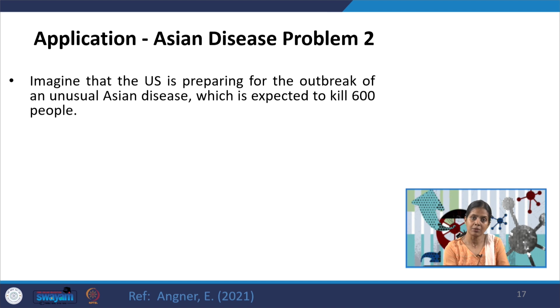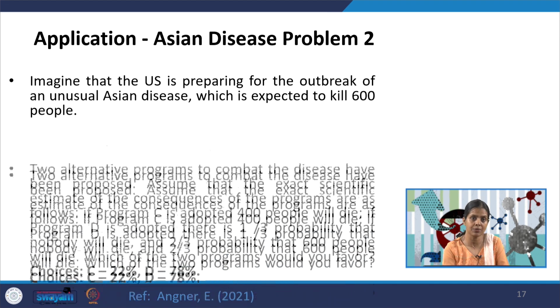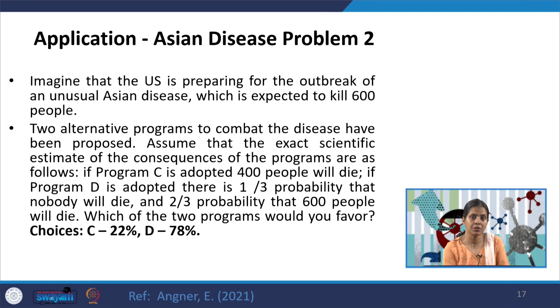Now, the same problem when stated a little differently, we call it Asian disease problem 2. The initial portions would be similar: imagine that the US is preparing for the outbreak of an unusual Asian disease which is expected to kill 600 people. 2 alternative programs to combat the disease have been proposed. Assume that the exact scientific estimates of the consequences of the programs are as follows.